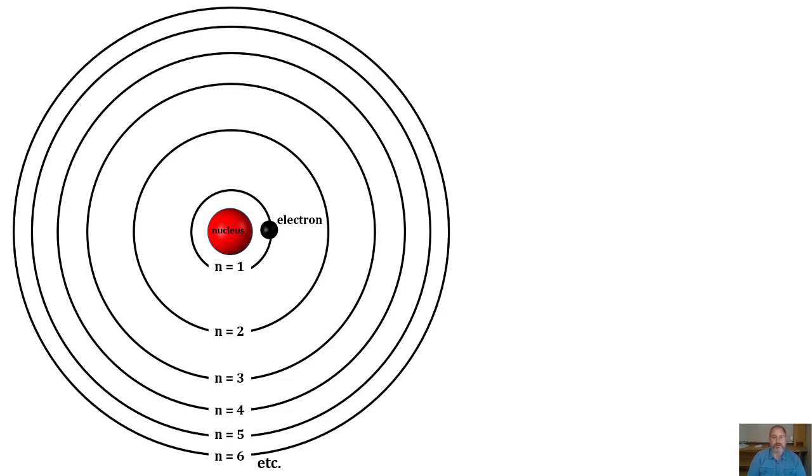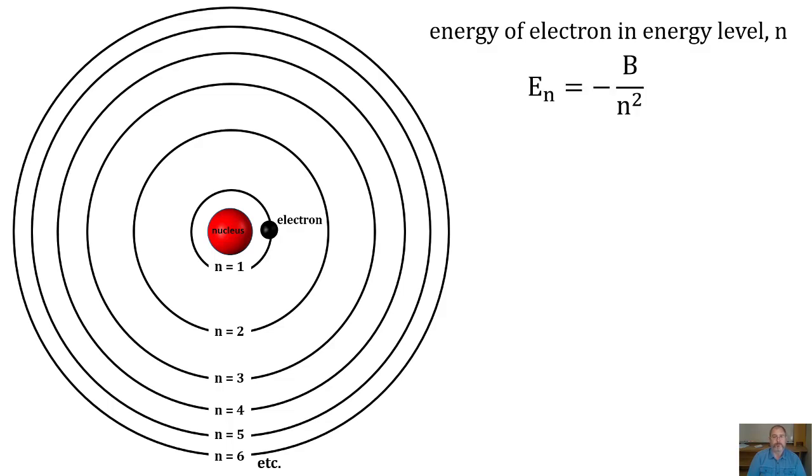And when an electron is in an energy level, it has a certain amount of energy. The energy of an electron when it's in a given energy level is given by the following equation: E_n equals negative B over n squared. In this case B is a constant, called the Bohr constant, and it has a value of 2.179 times 10 to the minus 18 joules. And n represents the value of the energy level. Notice that these values have to be integers. They have to be whole number values of 1, 2, 3, 4, etc.